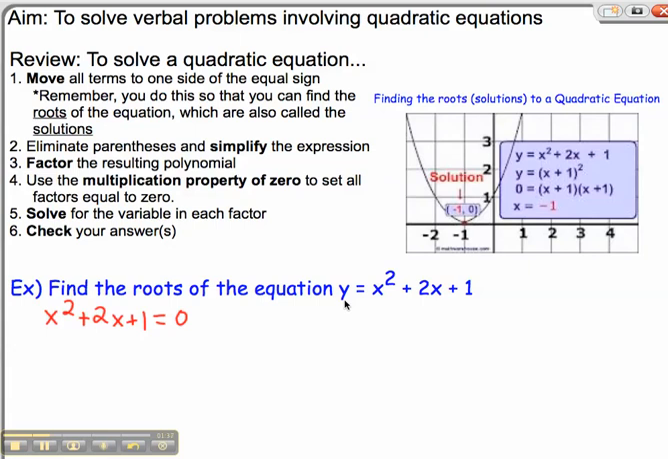Now, what you have to follow are the steps that you see up here. The first one is to move all terms to one side of the equal sign. You do this so that you can find the roots, also called the solutions. In this case, you notice all of the values are equal to 0, so we have everything on one side. After that, you eliminate parentheses and simplify if necessary. In this case, we don't have any parentheses or anything to simplify, and we just have a trinomial.